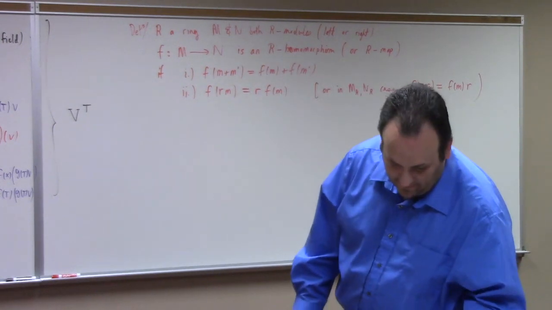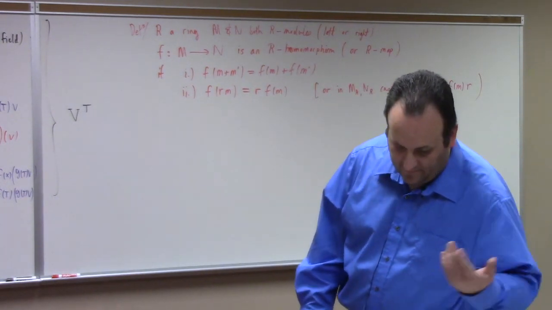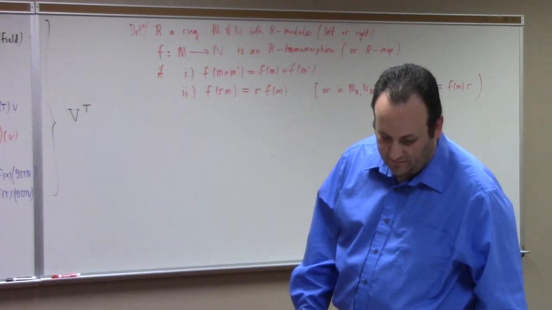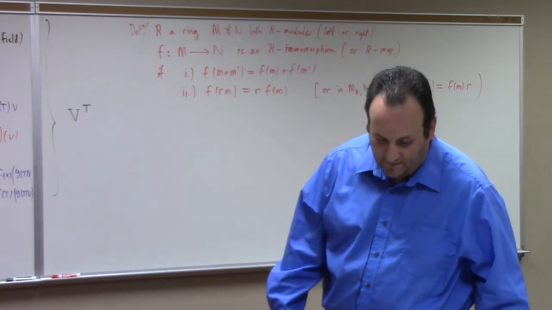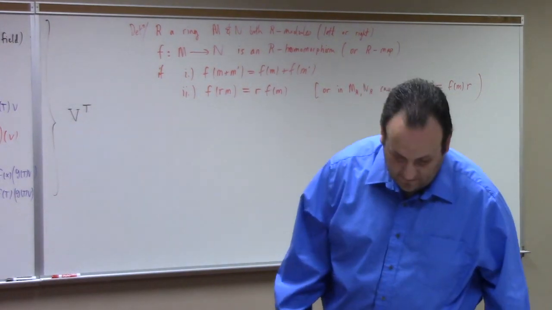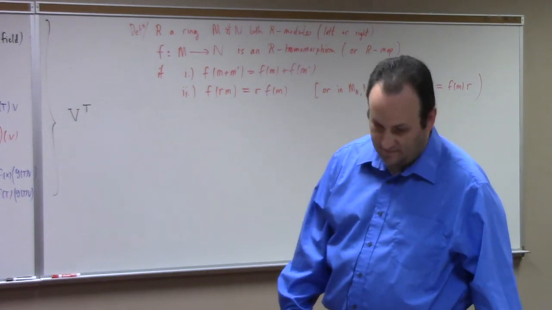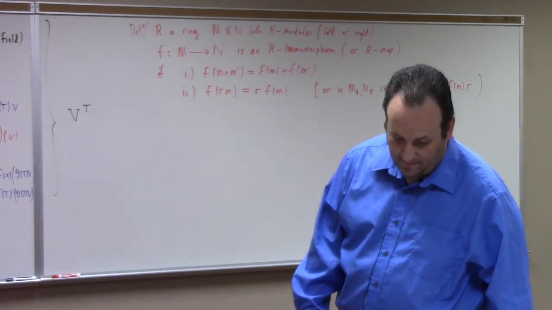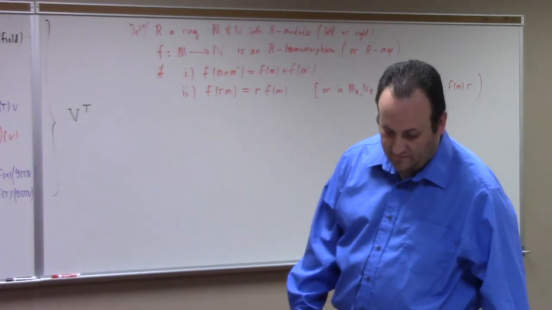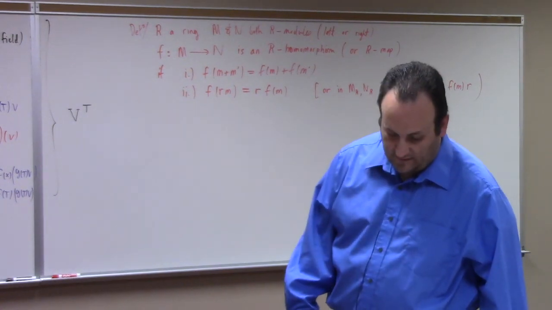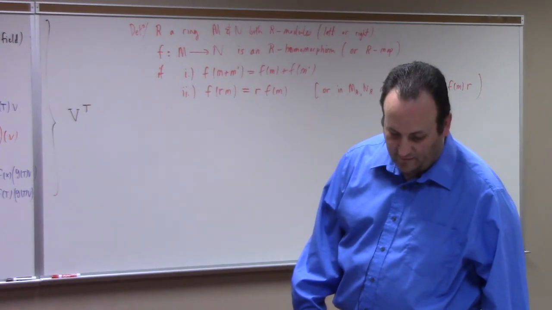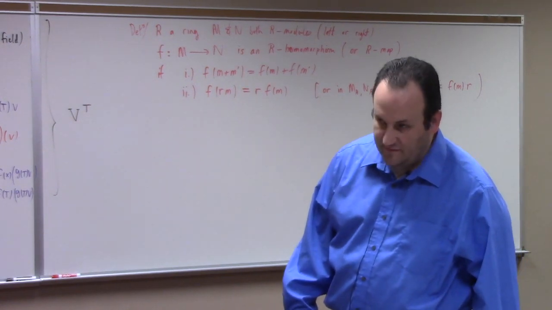And he has a few examples. He says, if R is a field, then R modules are vector spaces, and R maps are linear transformations. Isomorphisms are non-singular linear transformations in that context. Example 2, Z modules are just abelian groups. And he says lemma 1.58 shows that every homomorphism of abelian groups is a Z map.